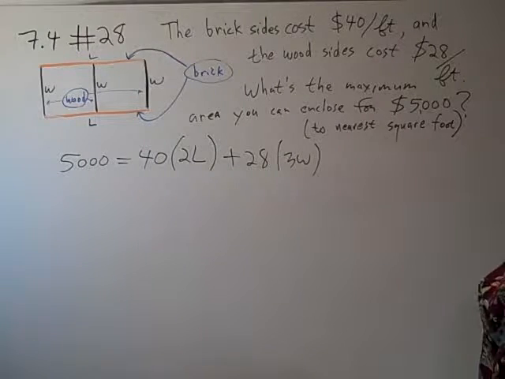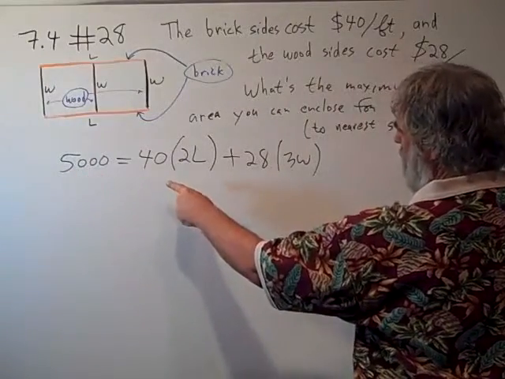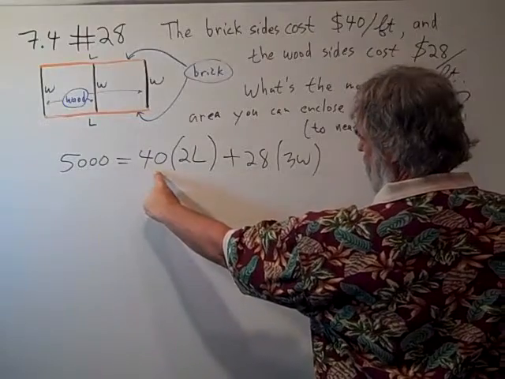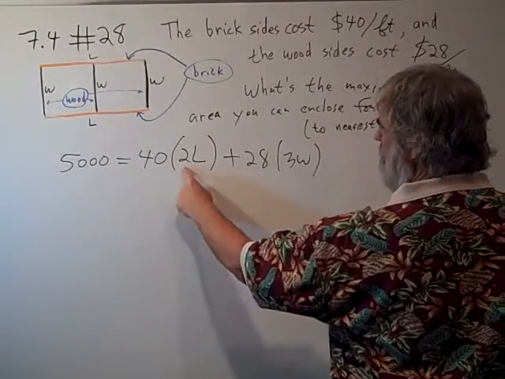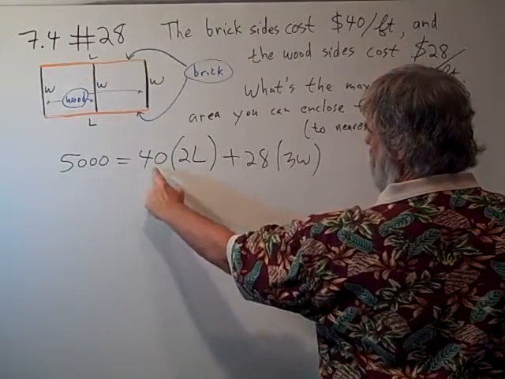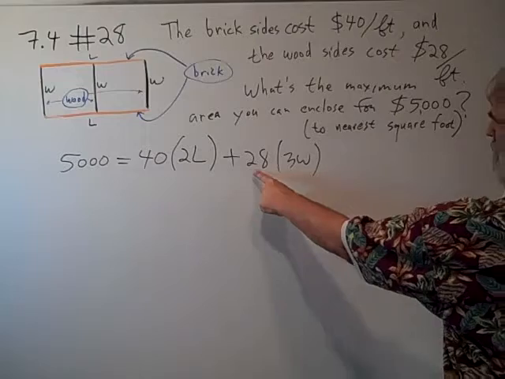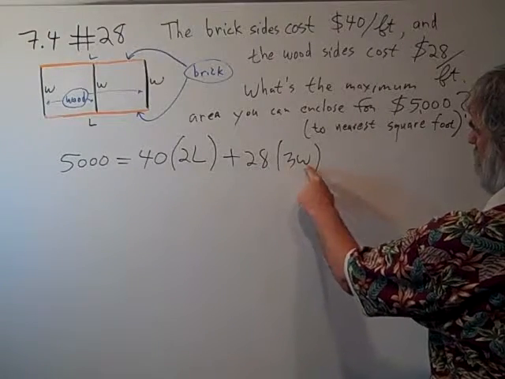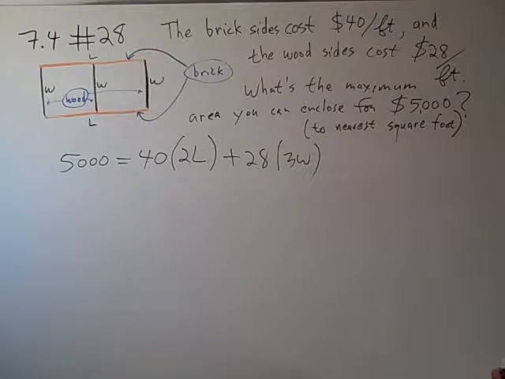So here's an equation expressing the total cost. We have $5,000 to use that we have to pay for the bricks plus the wood. There's $40 per foot, and 2L is how many feet of bricks we need. So dollars per foot times the number of feet, that's how much the bricks will cost. This is the dollars per foot, and the number of feet we need for the wood is 3 times W. W is the width. So that's the total cost of all the wood. So this is the cost equation here.